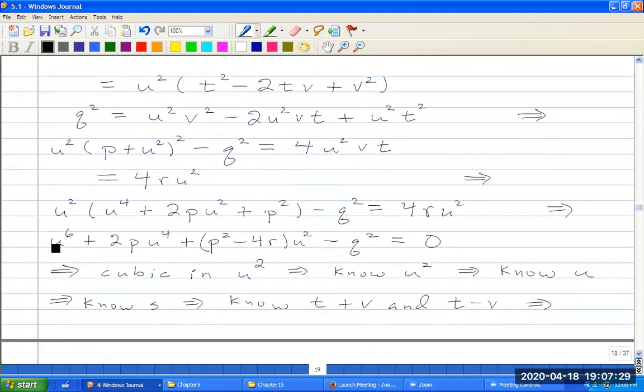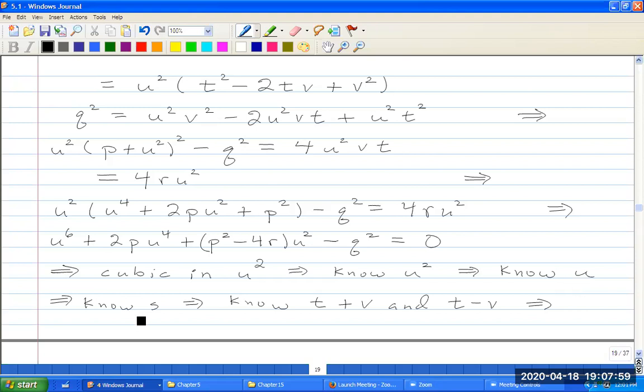But this is cubic in u squared. So this is u squared cubed. This is u squared squared. This is u squared. So I can solve a cubic by what we did above. So I know u squared. But I know u because I can take the square root. And so I know what u is.